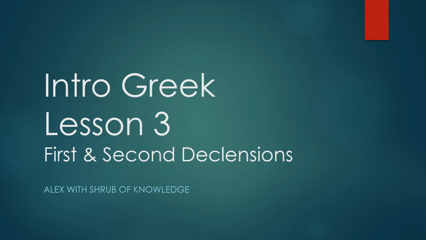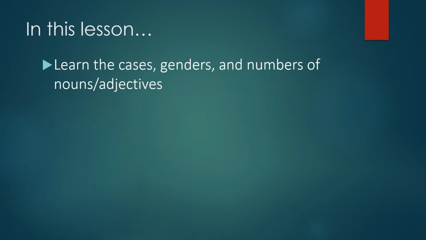We are doing lesson 3 of our Chase Phillips based curriculum. So today we're going to learn about the first and second declensions. In this lesson, you're going to learn the cases, genders, and numbers of nouns and adjectives in ancient Greek. You're also going to get plenty of practice with accent marks, so don't feel too bad if you don't feel like you got enough practice in the last lesson.